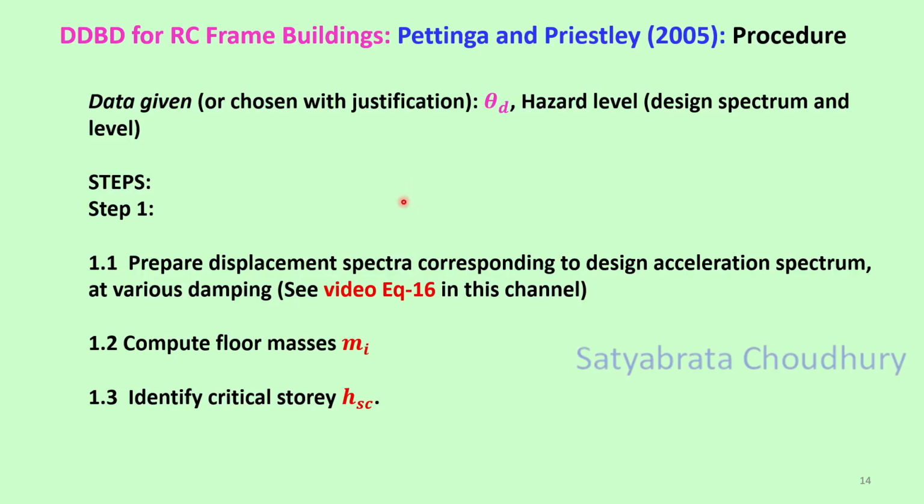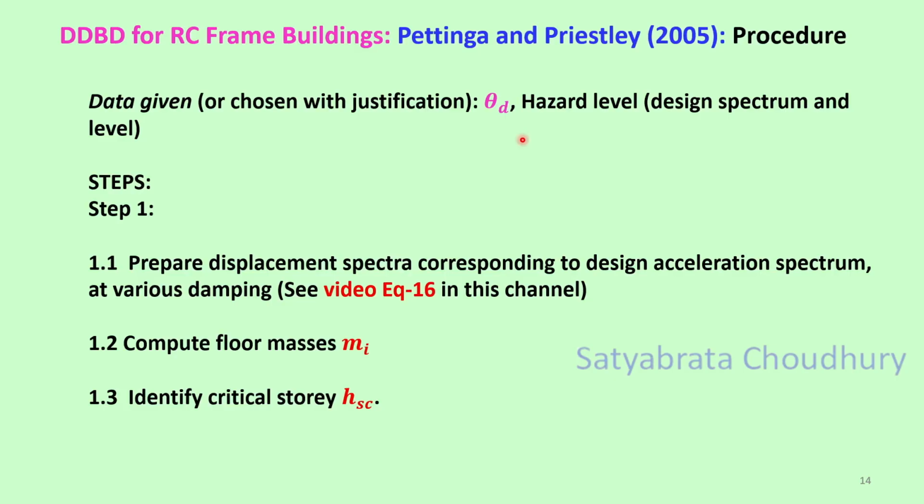Now let us write down the procedural steps for direct displacement based design for RC buildings as per Priestley 2005. The data that is given to you is the design drift. As I've said, this DDBD method can accommodate only one target design objective, that is drift. So theta d can be 1%, 2%, 2.5%, 3%, etc.